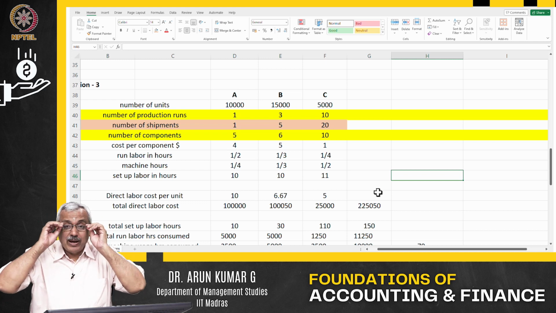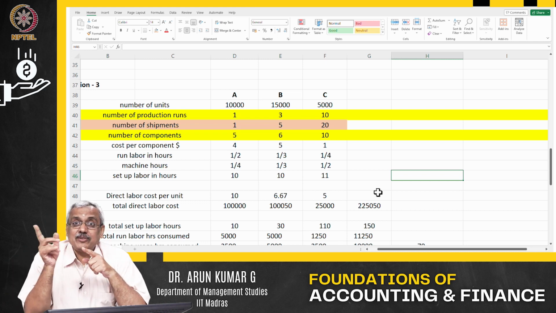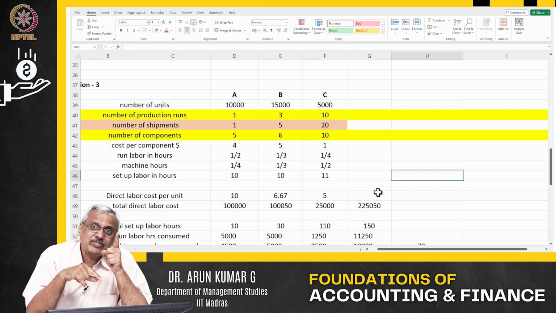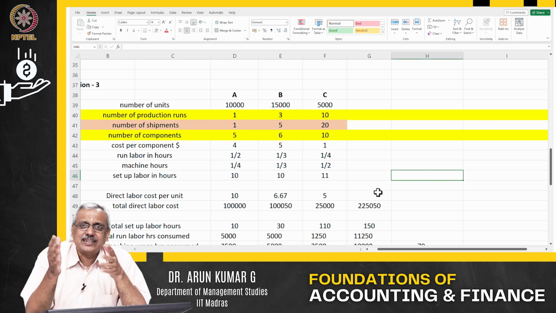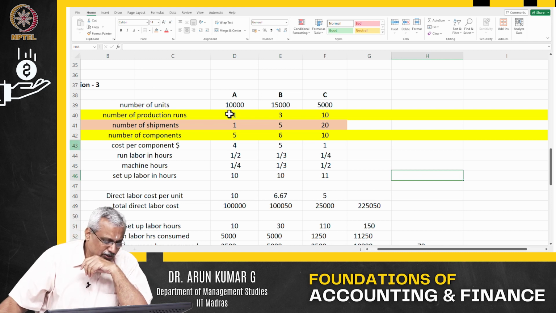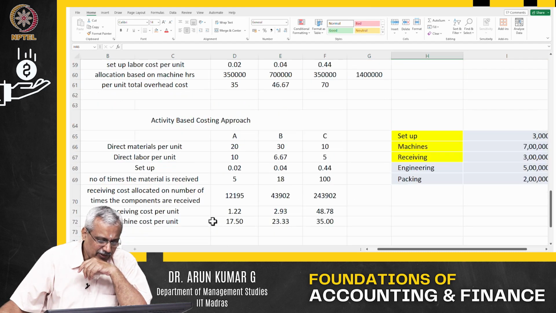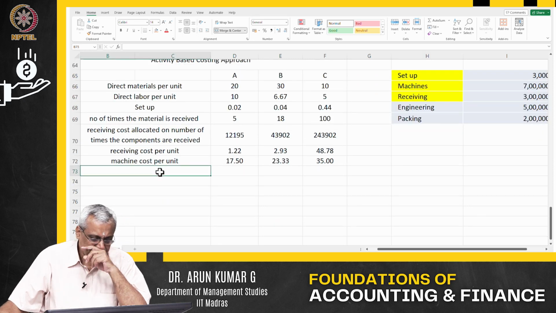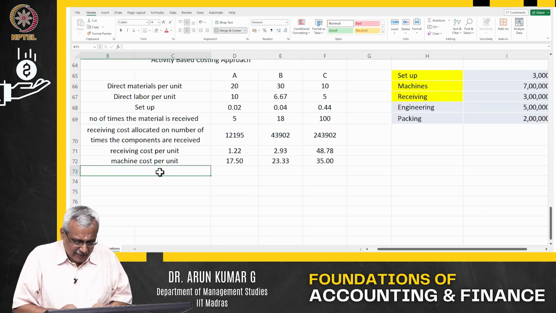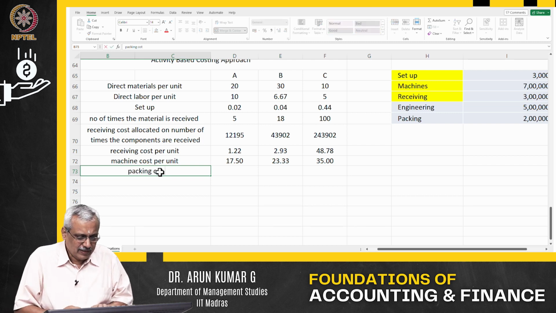So when you are sending it in bulk, what is the driver that makes me incur the packing cost? The number of shipments. Every time there is a shipment, you pack and send it out. So the number of shipments becomes what is called the activity driver in this case. So packing cost is to be allocated on the number of shipments.